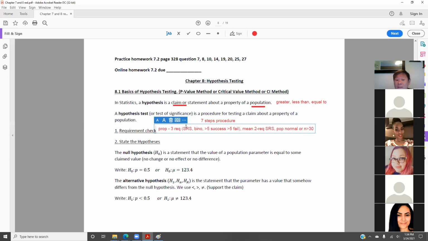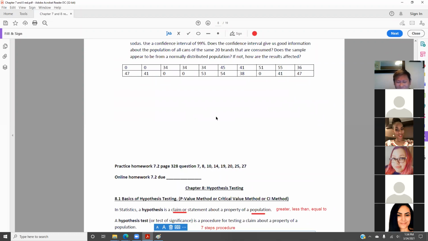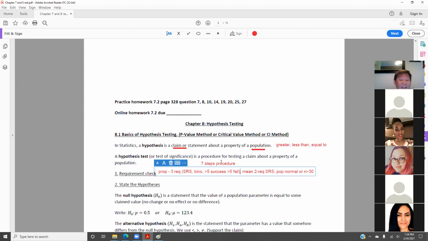But for this class, if one of these requirements did not pass, you still have to continue going through the 7-step procedure. And in your test, this one is worth 10 to 12 points. So that's why the confidence interval is probably worth 3, 4, 5 points, because it's not a lot of work. This one is a lot of work.